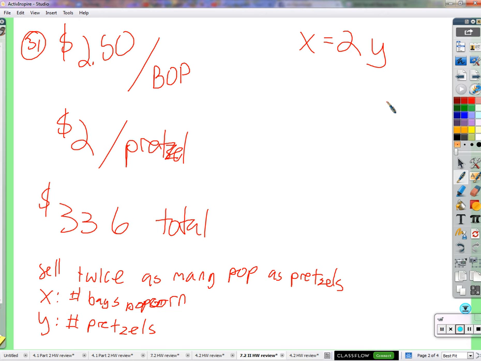Then there's the money side of it. How much did they make? $336. A lot of times when a total amount of money is involved, there should be a way to calculate that total amount of money, right? Meaning that 336 should be equal to some expression where I calculate out that total amount. I'm gonna make some money off of popcorn, some money off of pretzels. Let's talk about pretzels. Let me say they sold 15 pretzels. How much money did they make off of those 15 pretzels?